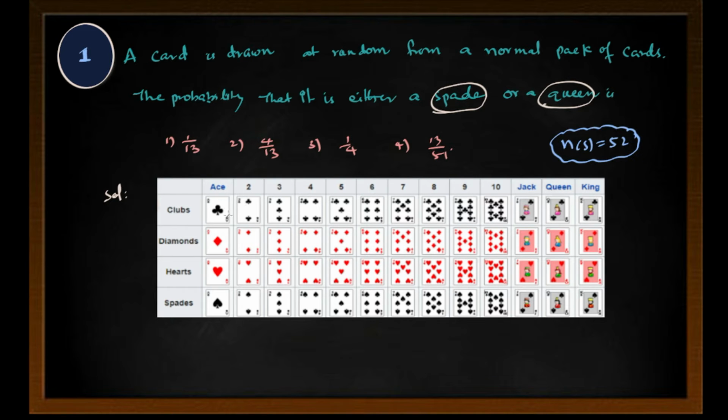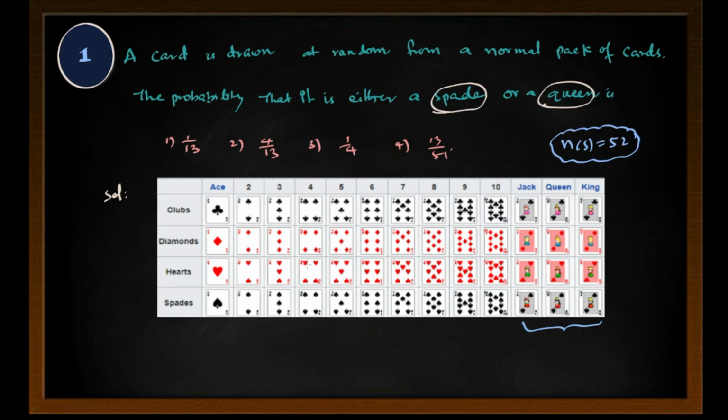So there are a total of 4 Aces, 4 Kings, 4 Queens and 4 Jacks. These 12 are called face cards. So 12 face cards are there. Along with the 4 Aces, the remaining are called number cards.